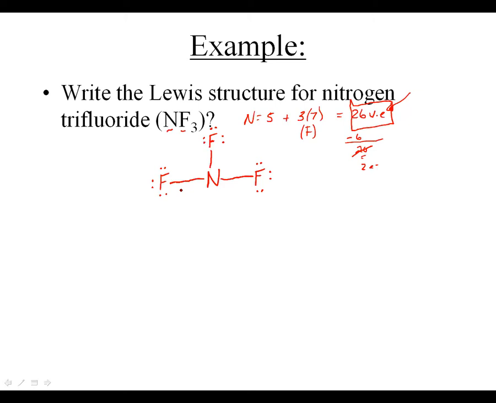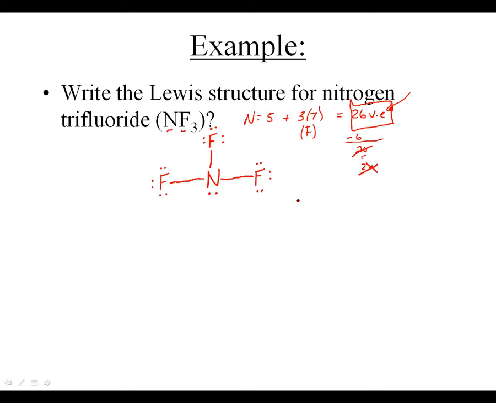Everybody on the outside is full. So those last 2 electrons will end up right there, also as dots or pairs on the center atom. We have now used all 26 of our electrons.